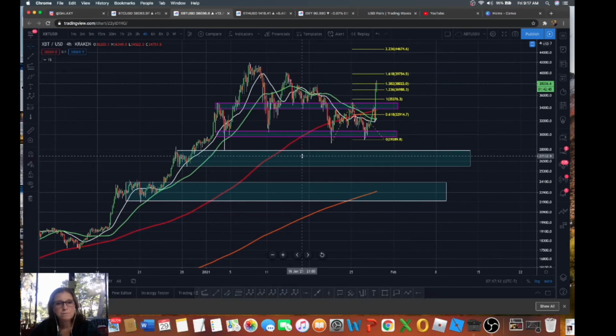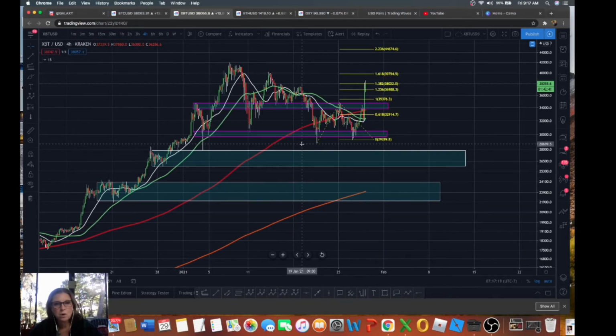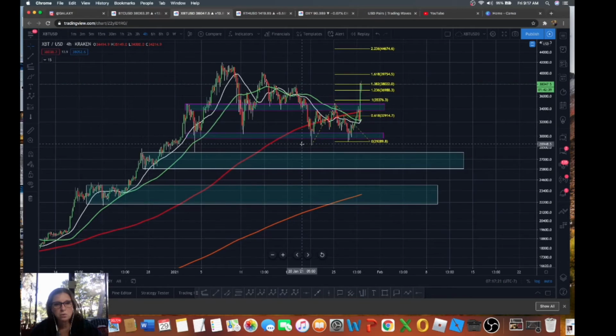Okay. I'm going to go over what we have here. And I'm an Elliott wave trader, so I am going to show you an Elliott wave format, what I see. Before I do that, we'll just talk about support and resistance.